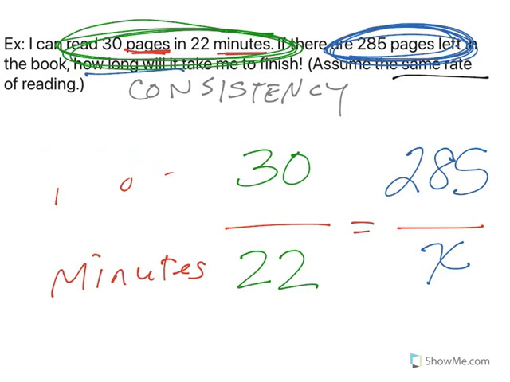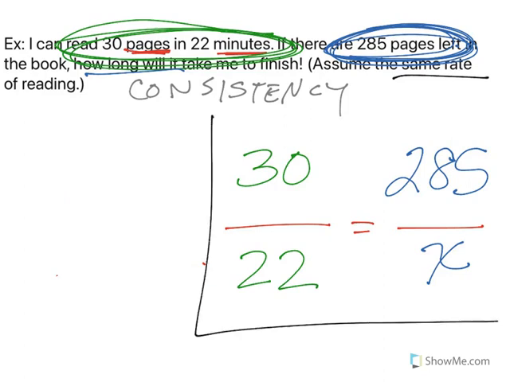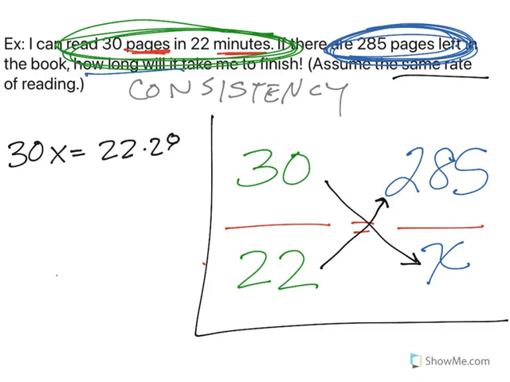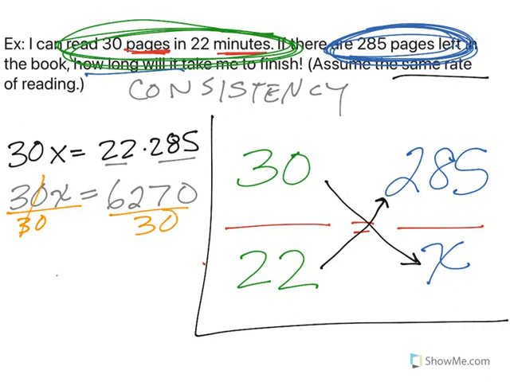Now it is time to solve this. When we solve a proportion, we are going to cross multiply. So the numerator of one ratio multiplies by the denominator of the other. So I have 30 times x equals 22 times 285. 22 times 285 gives me 6,270, and that is the same as 30 times x. So I divide both sides by 30 to get x by itself, and we get roughly 209 minutes.